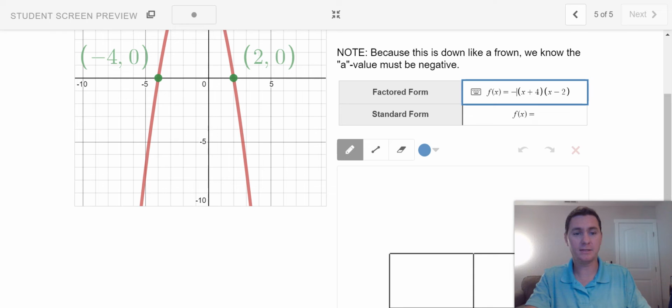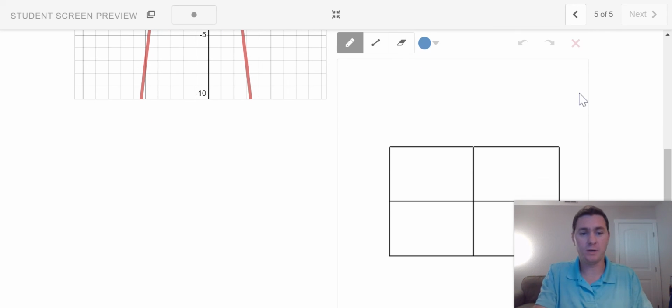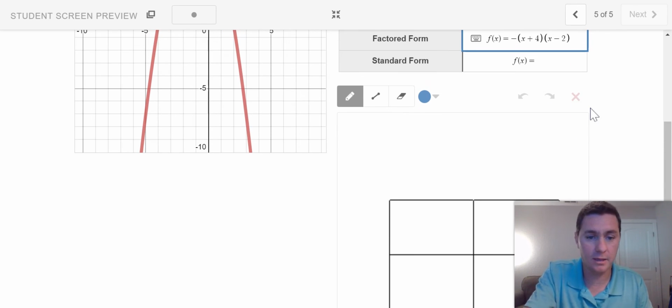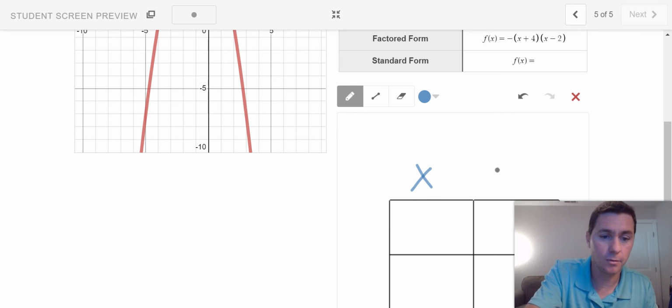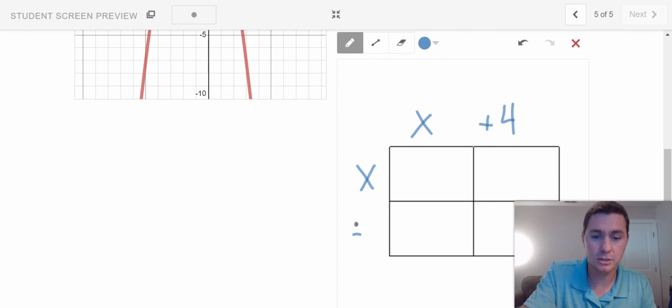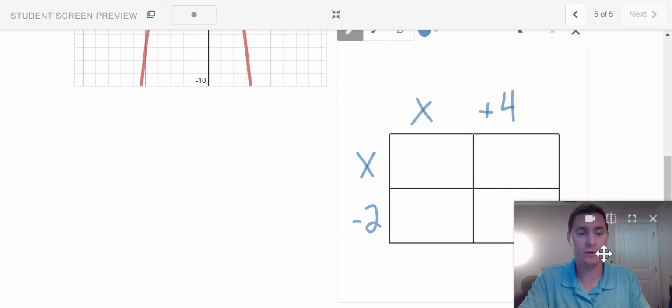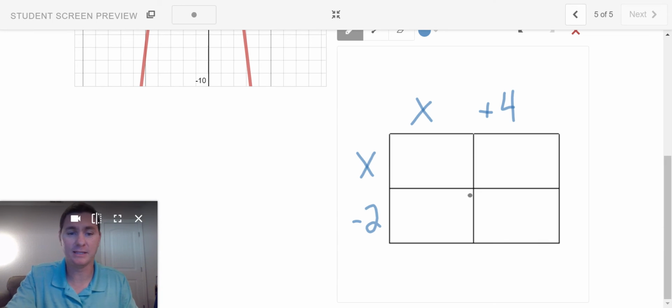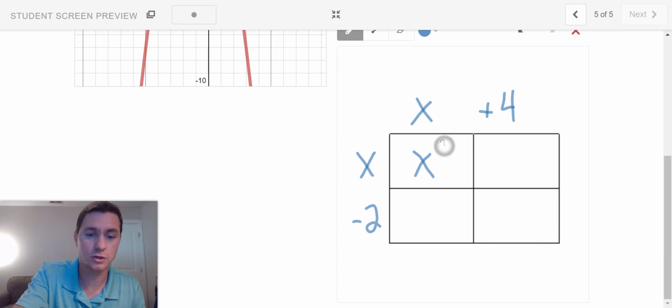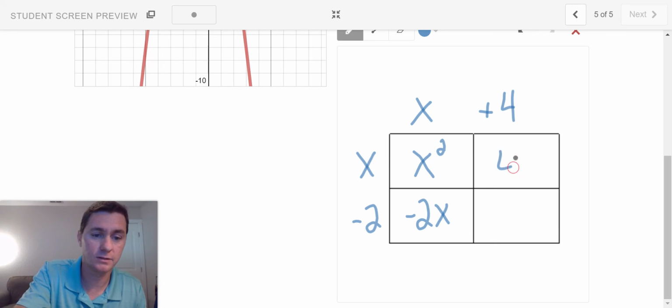Now how do we get to the standard form of this equation? Usually we see equations that look a little different than this. To do that, we take a look at this area model. We know our length is x plus 4, and our width is x minus 2. Here we're going to use the area model to find the inside. x times x is x squared. x times -2 is -2x. x times 4 is 4x. And -2 times 4 gives us -8.